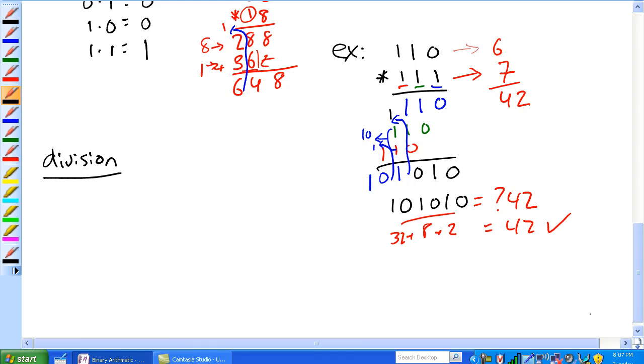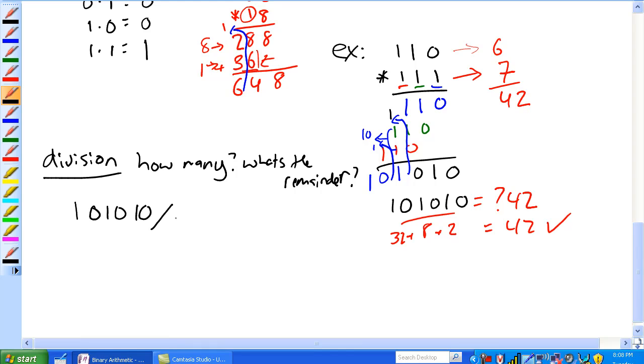So division is just like regular division. Just think about how many times it can go into it and what's the remainder. Okay, so let's just go right into it. Let's divide 101010 by 10. So just write it like you would longhand division.